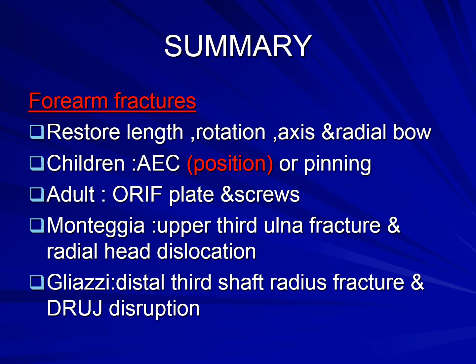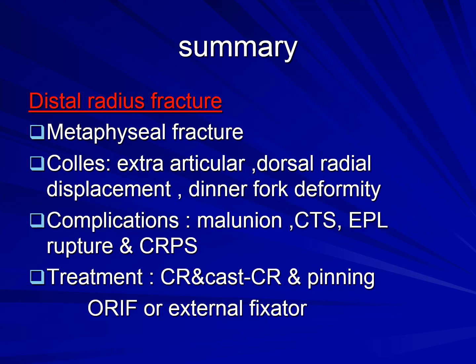Monteggia fracture dislocation is an upper third fracture of the ulna with the radial head dislocation. Galeazzi fracture dislocation is a distal third shaft of the radius fracture associated with the disruption of the distal radio-ulnar joint. As regards the distal radial fracture, this is a metaphyseal fracture. Colles' fracture is extra-articular, transverse, with dorsal, radial displacement and dinner fork deformity. Complications of the distal radial fracture include malunion, carpal tunnel syndrome, extensor pollicis longus tendon rupture, and complex regional pain syndrome. Treatment options for distal radial fracture include closed reduction and casting, closed reduction and pinning, open reduction and internal fixation, or external fixation with or without bone graft.